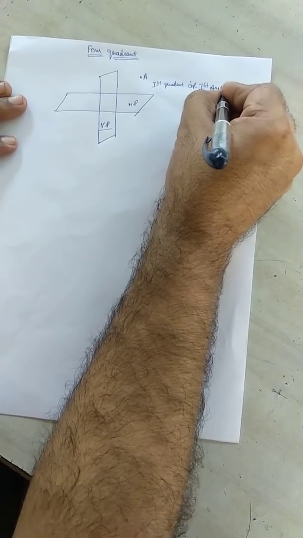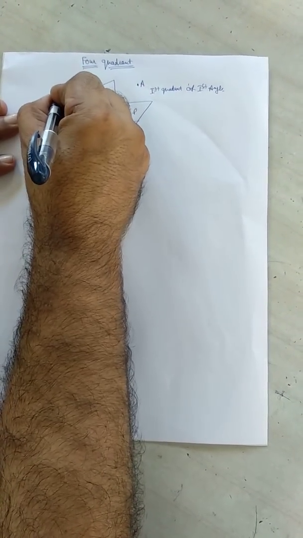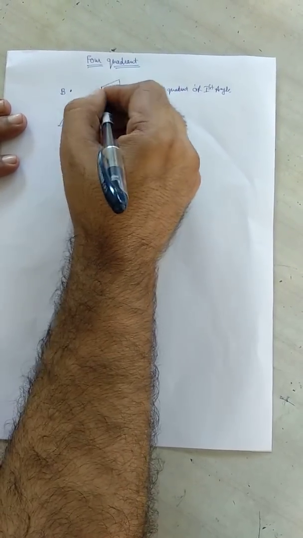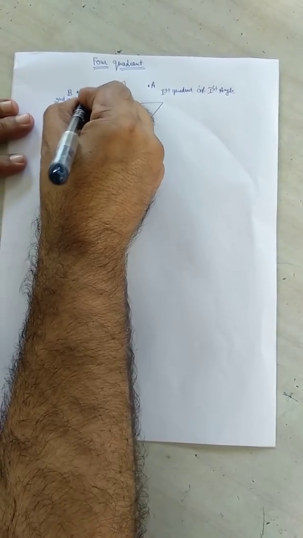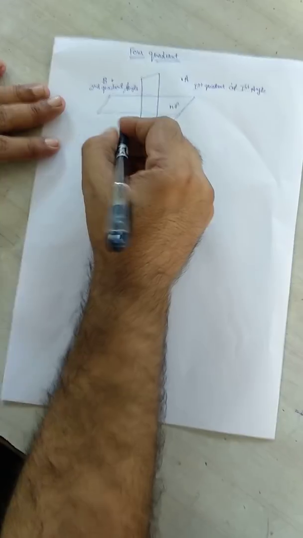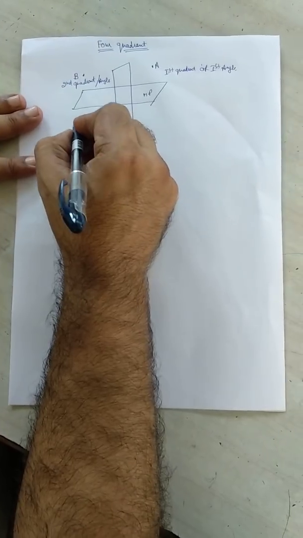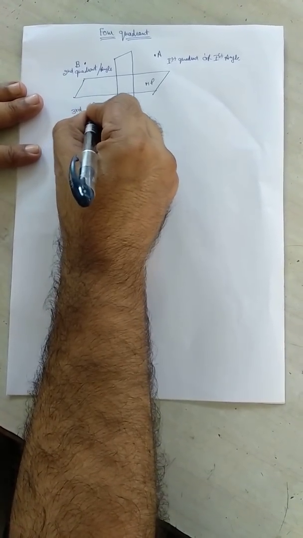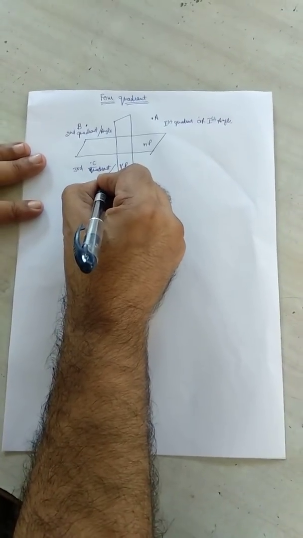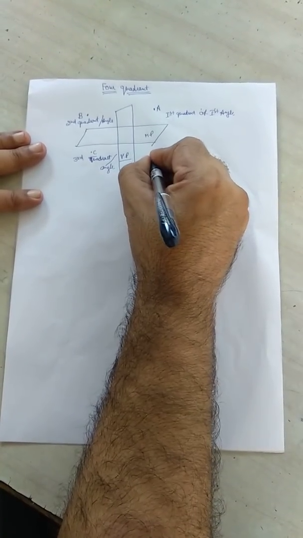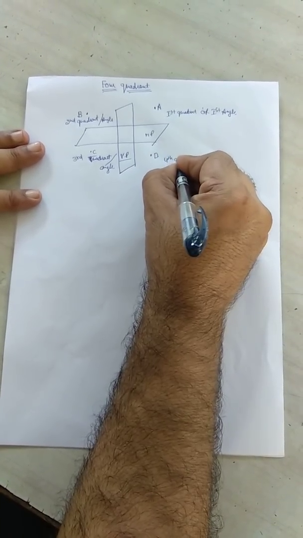If I place a point B above HP and behind VP, then this will be your second quadrant or second angle. Suppose your point C is below HP and behind VP, then this will be your third quadrant or third angle. If I place a point D below HP and in front of VP, then this will be your fourth quadrant or fourth angle.